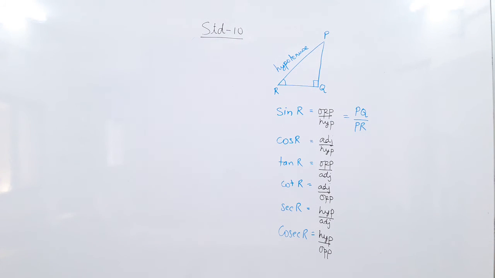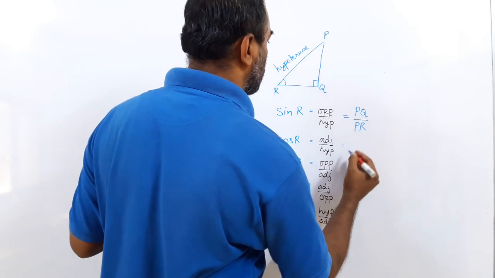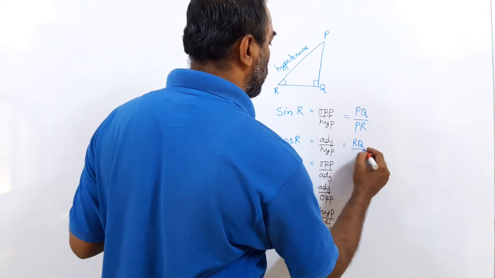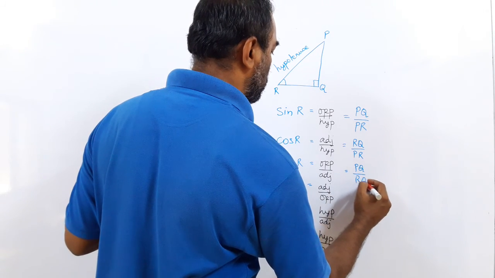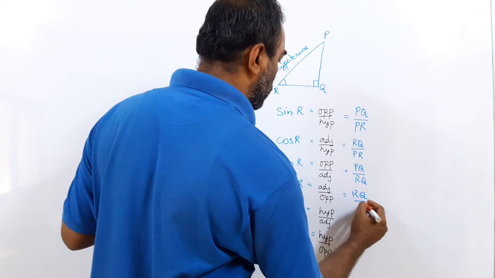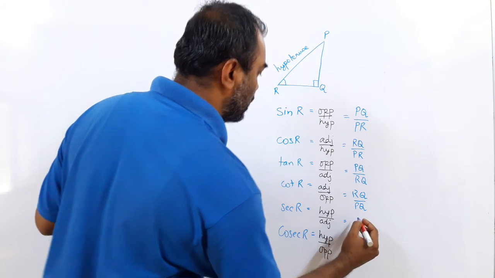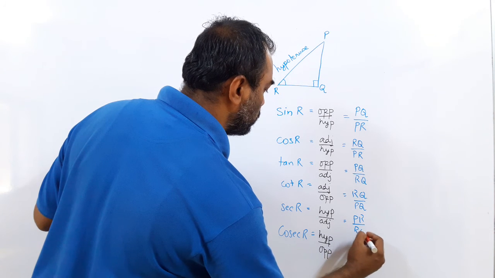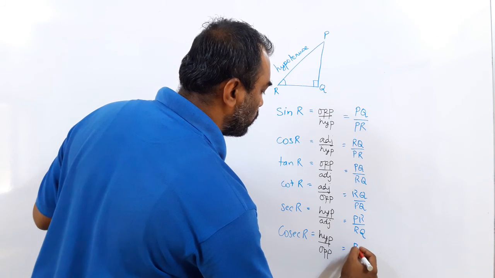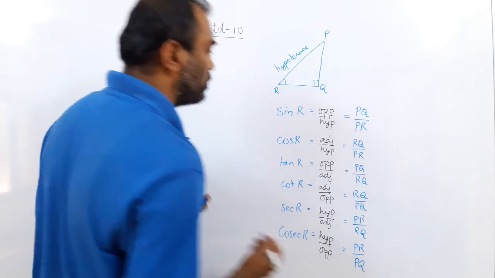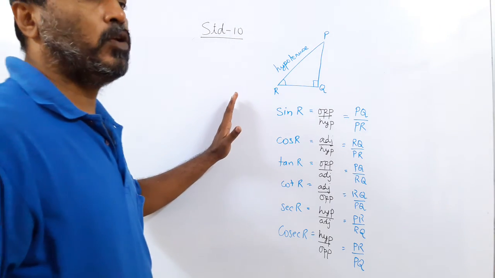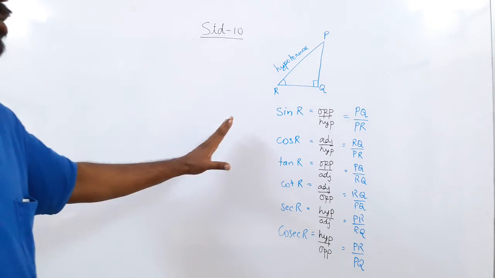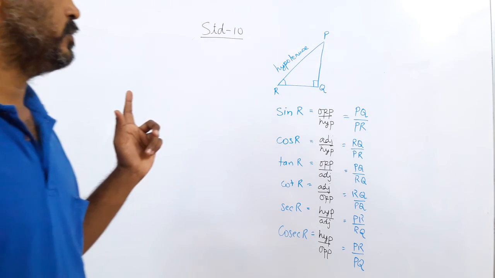Your fluency on this chapter will depend mainly on how well you have learned the ratios. So cos R is RQ upon PR, tan R is PQ upon RQ, cot R is RQ upon PQ, sec R is PR upon RQ, and cosec R is PR upon PQ. I keep telling you to make your trigonometry very strong. These ratios should be at the tip of your tongue.